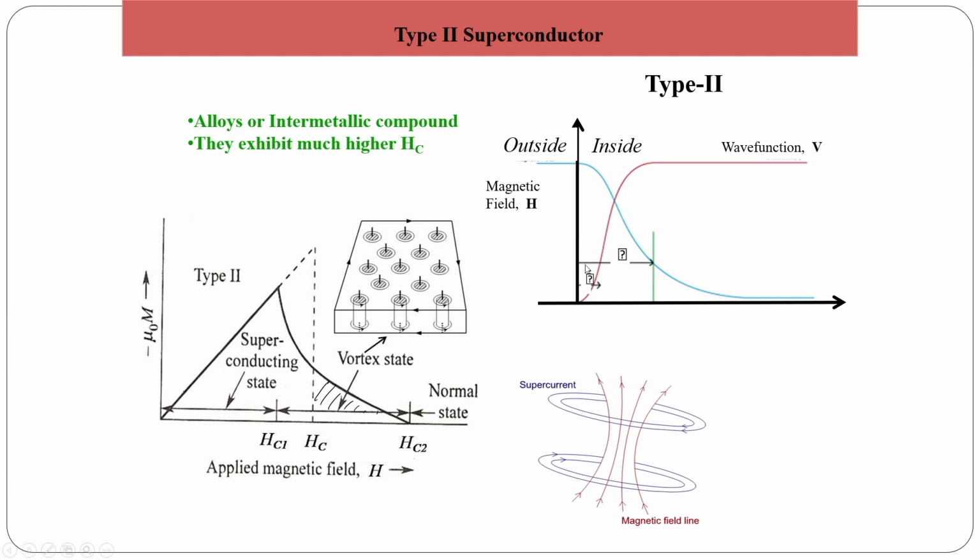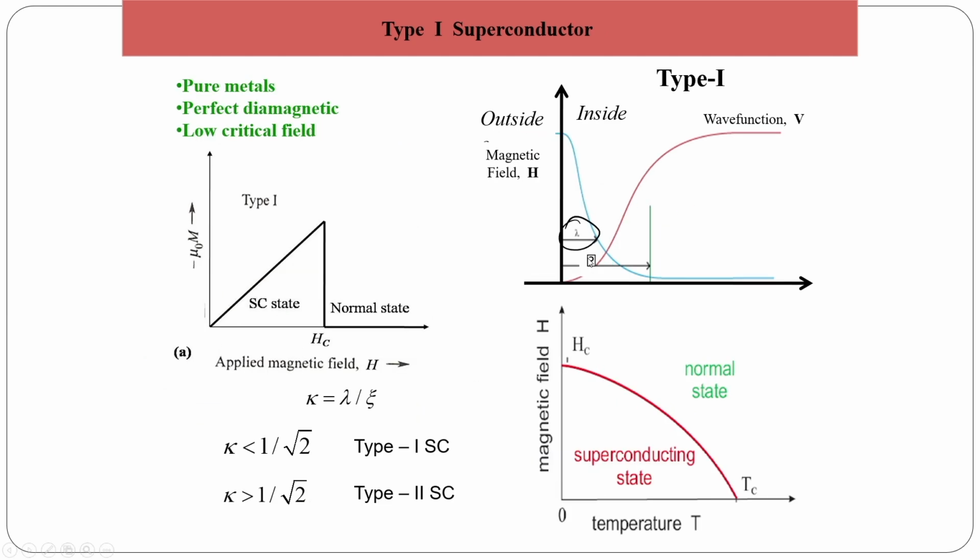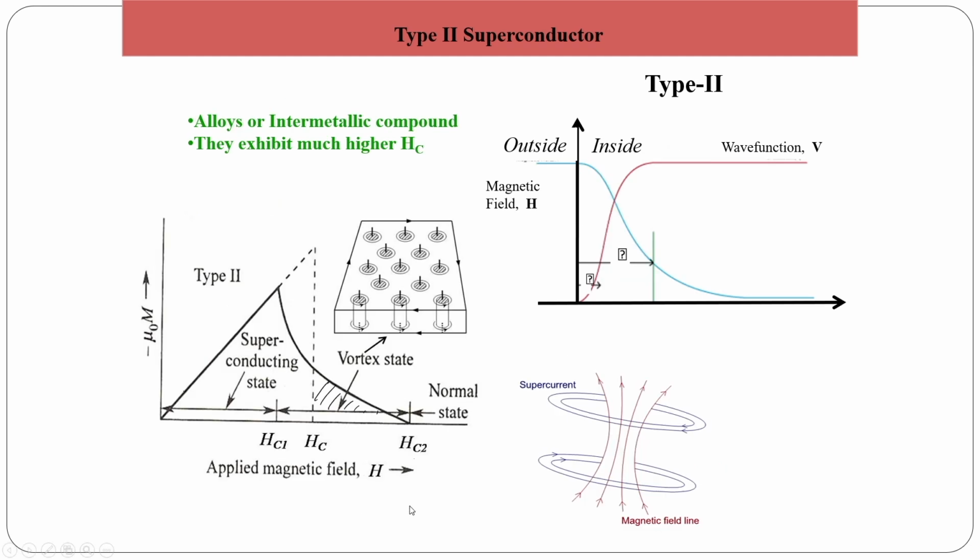It has a slightly larger penetration depth, and we compare the penetration depth with xi, the coherence length, which is the size of the Cooper pair wave function, while lambda is the penetration depth, that is, how deep the field can penetrate inside a sample. So, this kappa, which is a dimensionless quantity, is the ratio lambda by xi. This lambda by xi is less than 1 by root 2 for type 1 superconductors, and for type 2 superconductors it is greater than 1 over root 2.